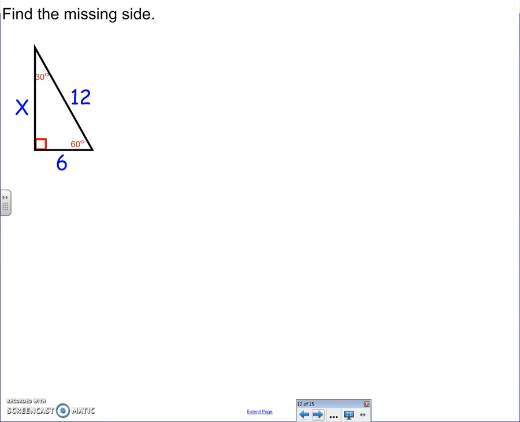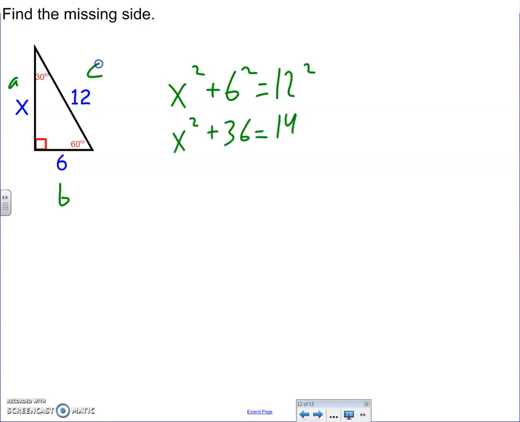Again, let's try this. Let's label A, B, C. That's C, that's A, that's B. A squared plus B squared equals C squared. That is 36, 144. Subtract 36, I get 108. Square root both sides.